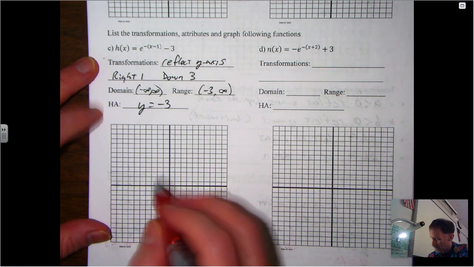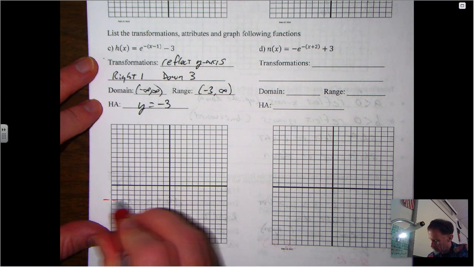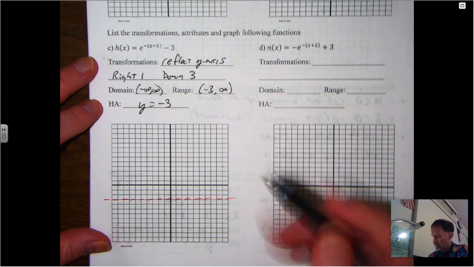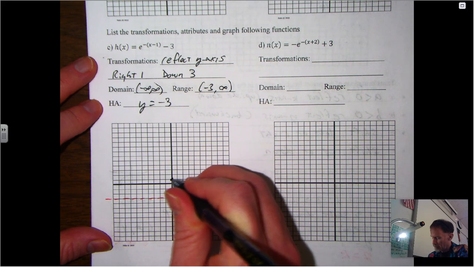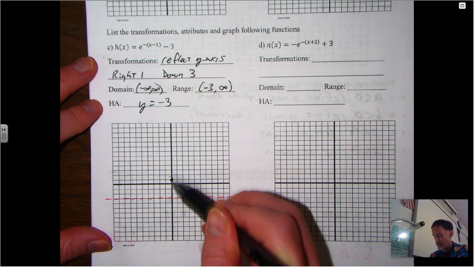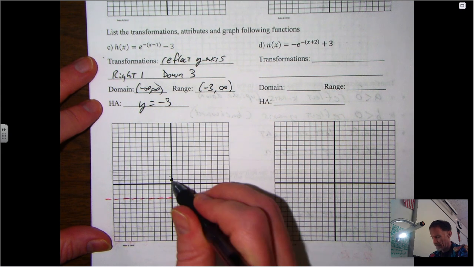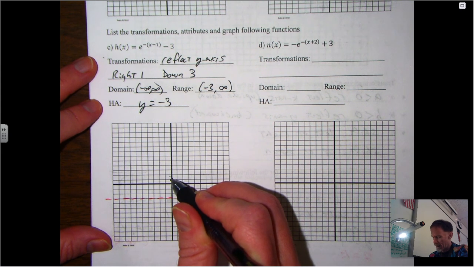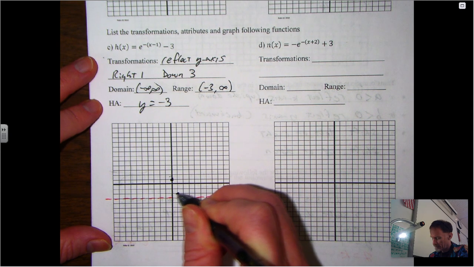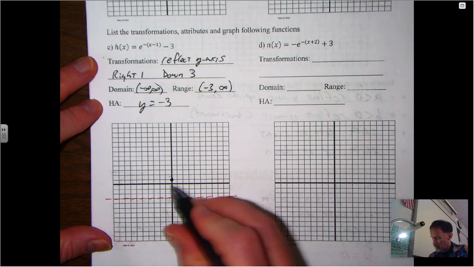Okay, so again, my asymptote, my critical point. Notice, again, if I start at 0, 1, if I go across the y-axis, it ain't moving because it's on the y-axis, so we don't have to worry about that reflection across the y-axis, but I do need to go right 1 and down 3. So it's right here, which is the point 1, negative 2.